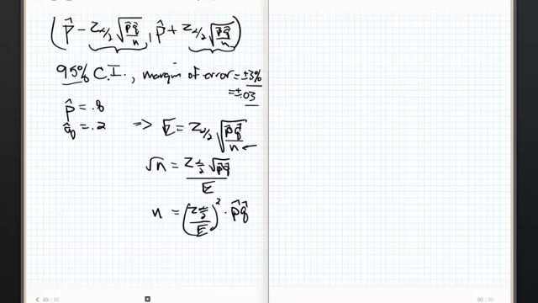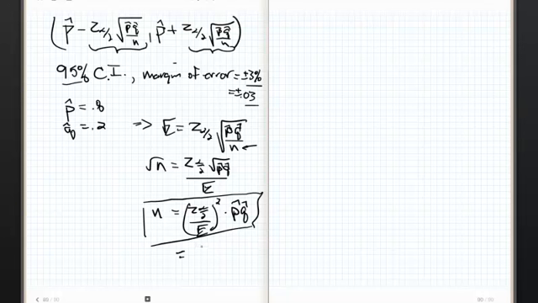You see what I did there? I just squared both sides. So if I want, look at this. This is a formula that can tell me exactly how many respondents I need to go out and gather if I want to be within a certain margin of error. So we know, watch, check this out.